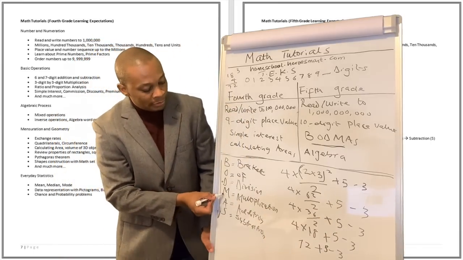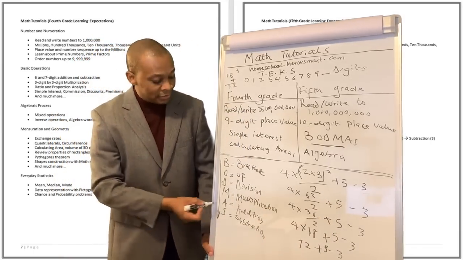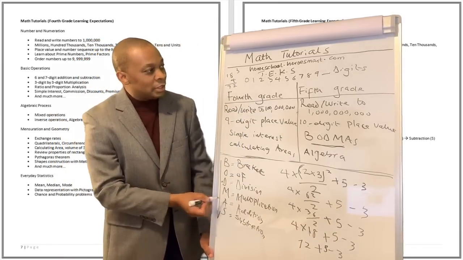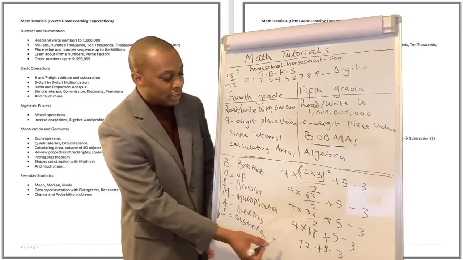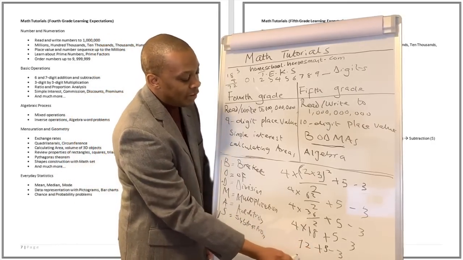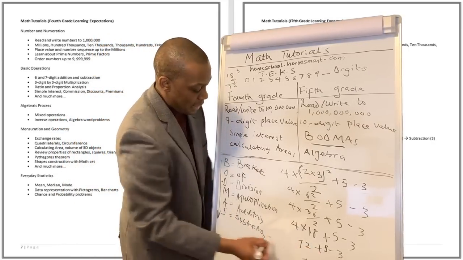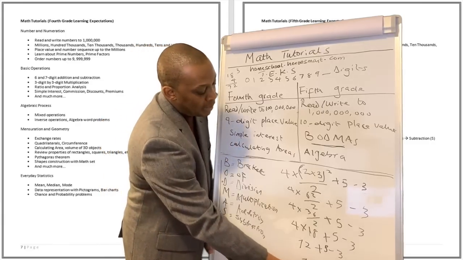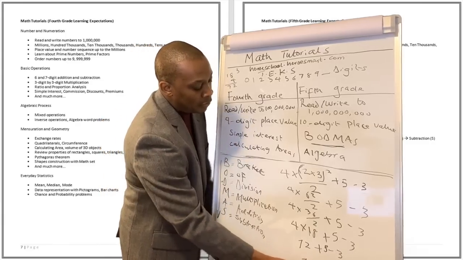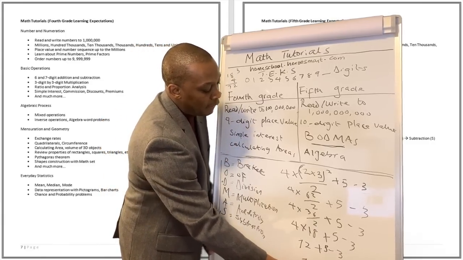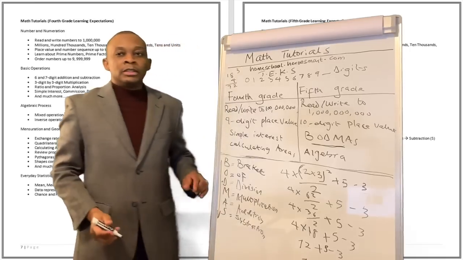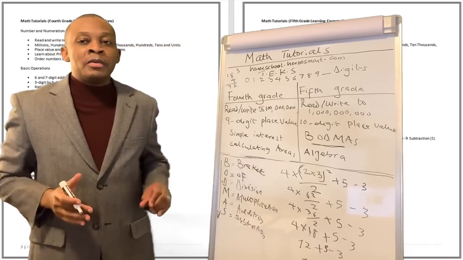So we've done the multiplication part of the BODMAS. Then we're going to do the addition aspect of it right now, which is going to be 72 plus 5, which is 77. And then the subtraction aspect of it, minus 3, which is going to be equivalent to 74. Okay. So this understanding is very, very important.